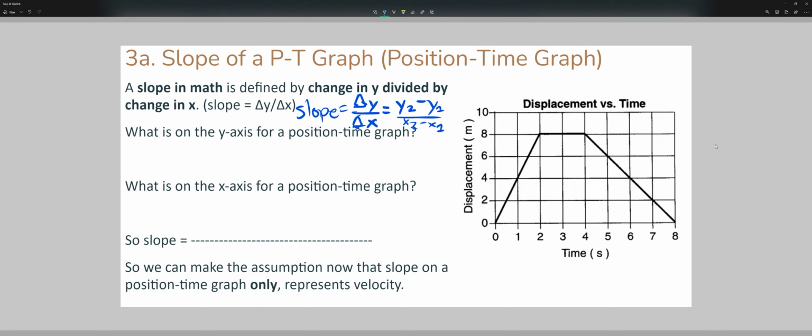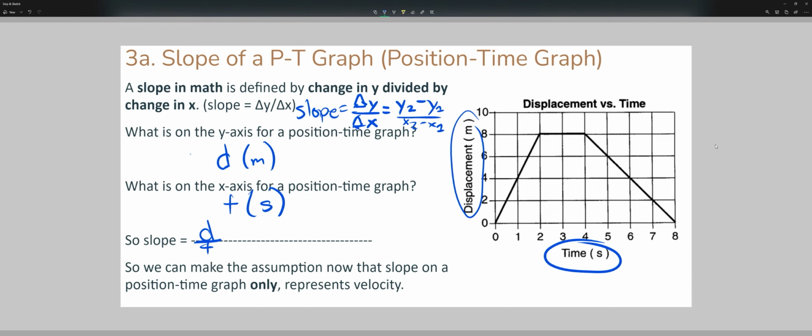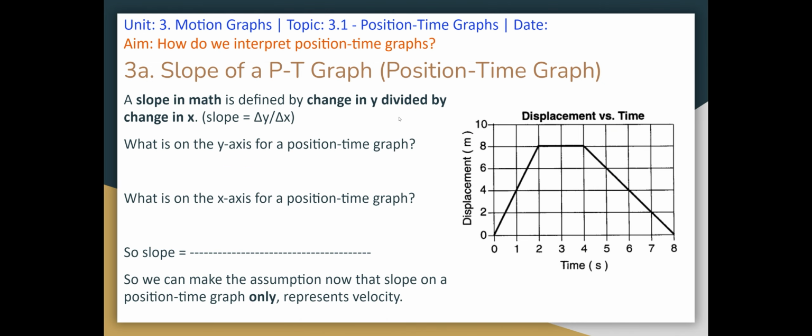So what's on the y-axis for this position time graph? The y-axis is displacement, d, measured in meters. On your x-axis, you have time, measured in seconds. So your slope is d over t, which is meters per second. And meters per second is velocity. So we can say that the slope of a position time graph gives us our velocity. This is an assumption that we can only make for position time graphs. We can't make that same assumption for any other graph.